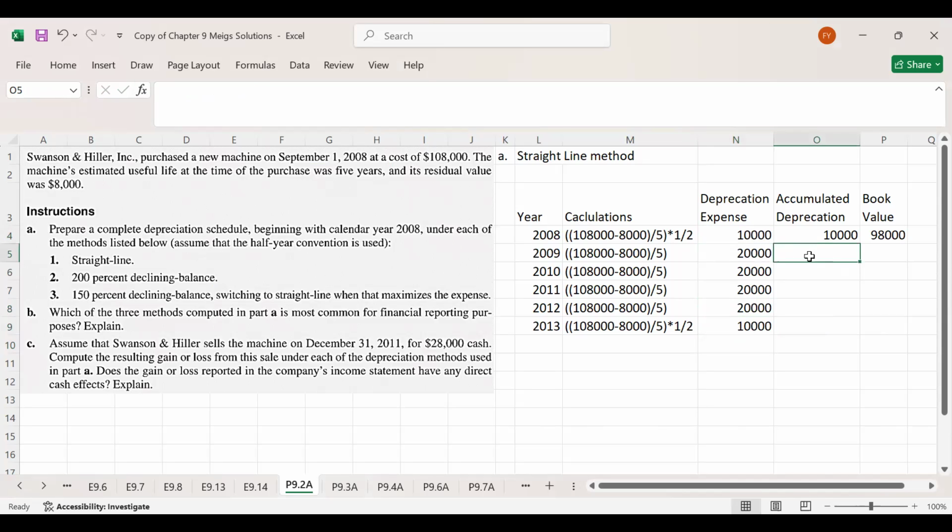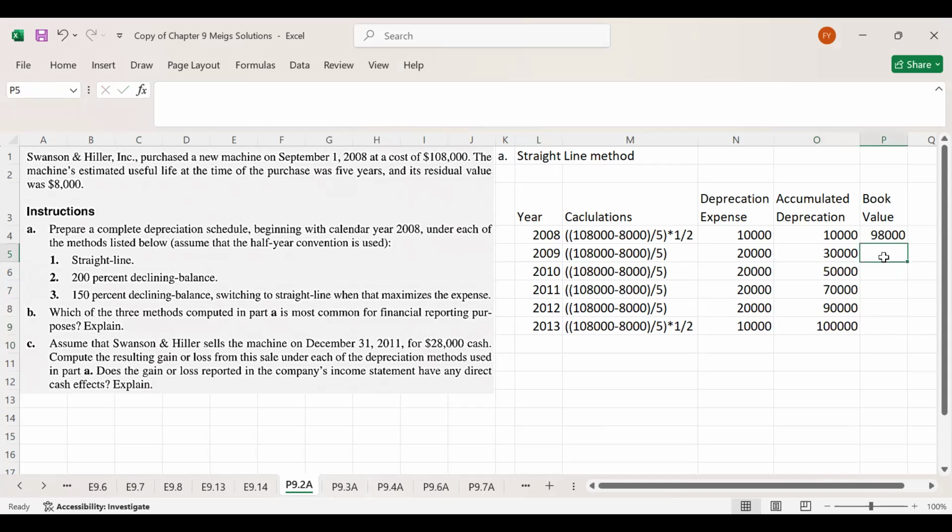Accumulated depreciation, we are adding current year depreciation with the previous one. So we have 10,000 plus 20,000. Third year, we have 30,000 previous year's depreciation plus current year, which is 20,000. Likewise, we calculate accumulated. We are basically adding up all previous years' depreciation to the current. So the next year it is 50,000 plus current year depreciation, which is 20,000, and then 70,000 plus 20,000. In the last year, we have 90,000 plus 10,000.